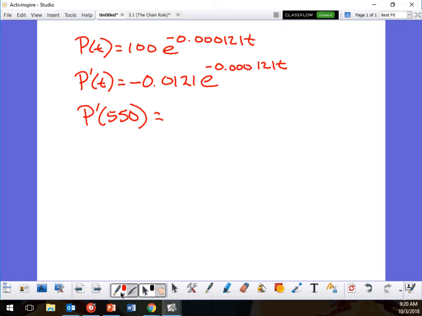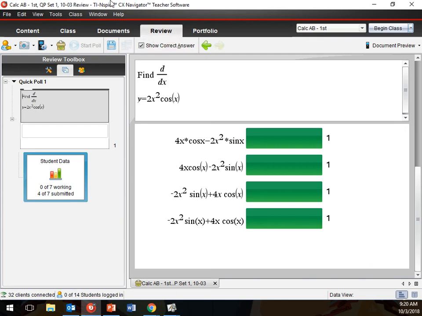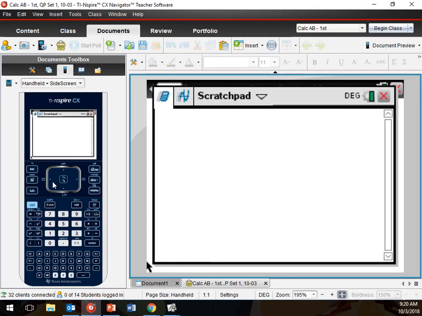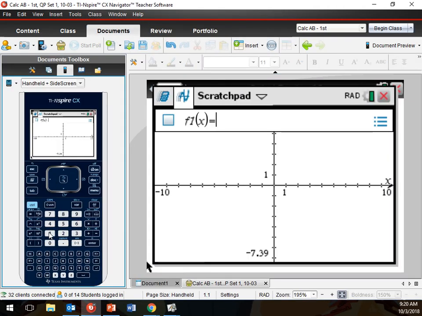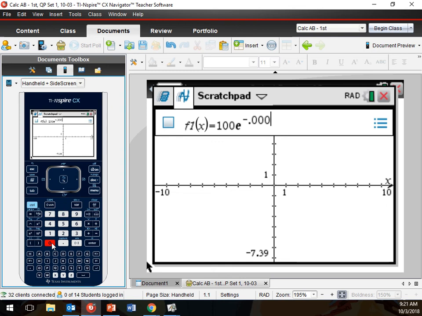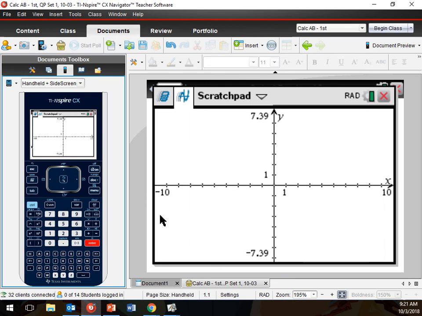Let me see. It's just undefined answer. You might have done it wrong. So it's 100 e to the negative 0.000. Was there 3 zeros or 4 zeros? 1, 2, 1 x. Right here, there's the function. Okay, so let me see. That's going to be.